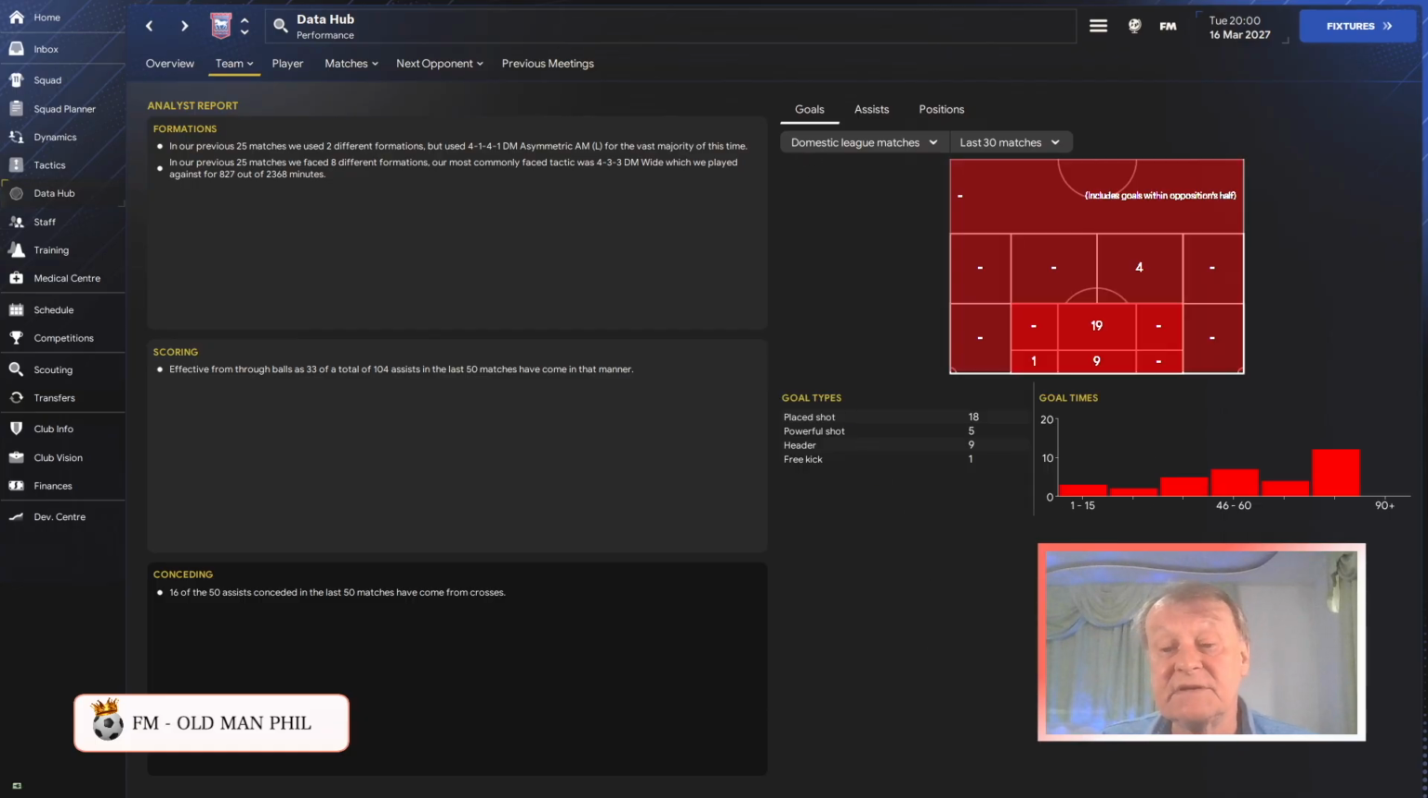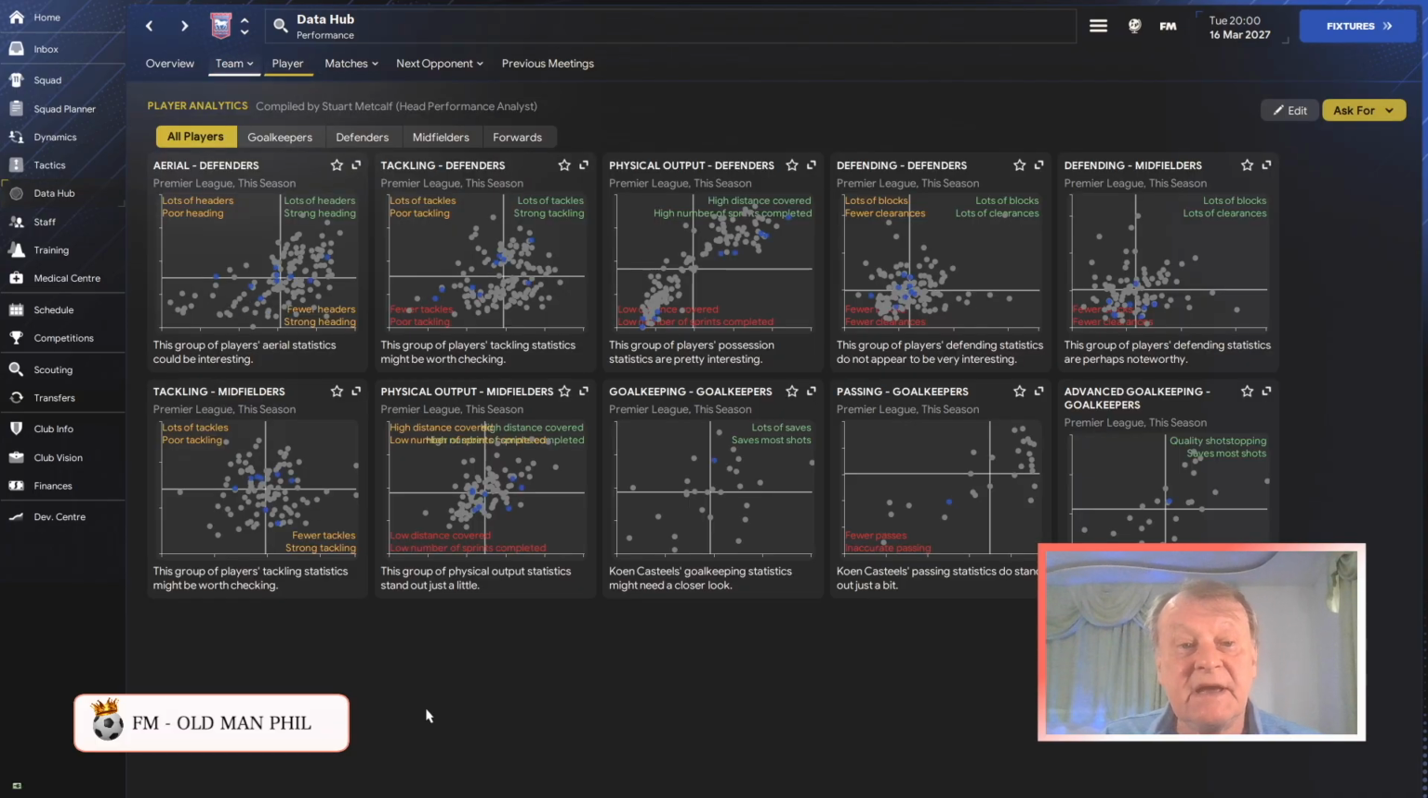And in terms of goals conceded and timing of goals conceded, you can see that as the game progresses, we tend to concede more goals. We tend to start well, defending-wise, but as the game progresses, we tend to concede a lot more. And that is also something that we need to bear in mind. So now let's go and try and make some sense with this, and we'll have a look at the player data.